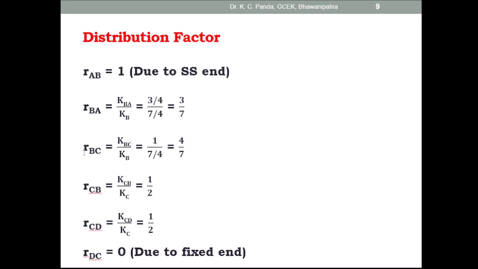Then find out the distribution factor for the member BC. RBC is equal to KBC divided by KB, is equal to 1 by 7 by 4, is equal to 4 by 7. Then find out the distribution factor for the member CB. RCB is equal to KCB divided by KC, is equal to 1 by 2. Then the distribution factor for the member CD, that is RCD, is equal to KCD divided by KC, is equal to 1 by 2. So these are the distribution factors for the members.